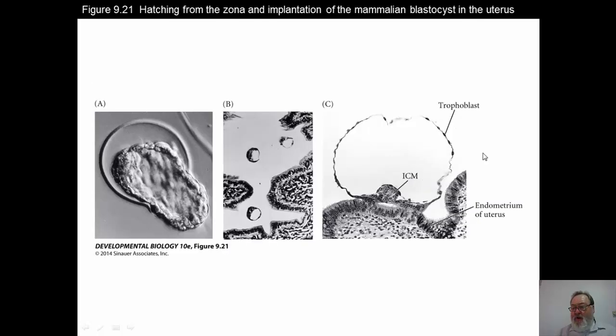Now, you recall when we looked at the slide of the uterus that as the zygote was migrating down through the fallopian tube, it reached a point where it no longer had a zona pellucida. The zona pellucida came off so that it could now have its cells exposed to the uterine wall. And here you see an embryo at this stage hatching from the zona pellucida. It's getting ready to attach to the uterine wall.